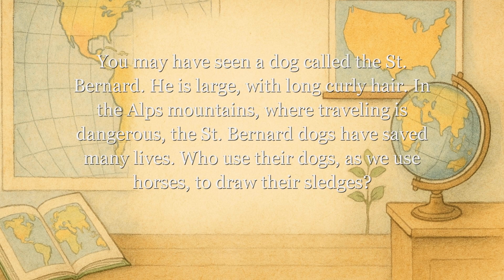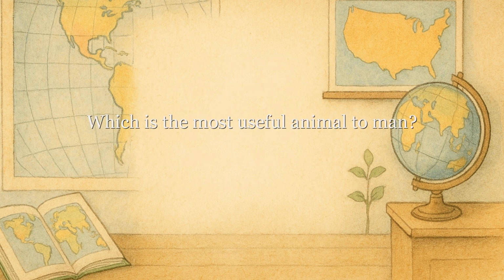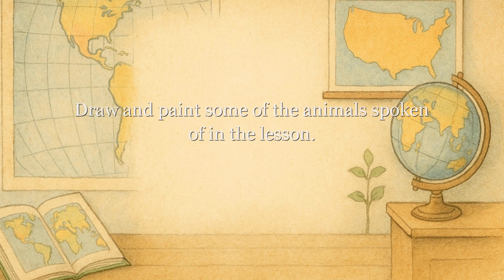You may have seen a dog called the Saint Bernard. He is large, with long curly hair. In the Alps mountains, where traveling is dangerous, the Saint Bernard dogs have saved many lives. Who use their dogs, as we use horses, to draw their sledges? Which is the most useful animal to man?